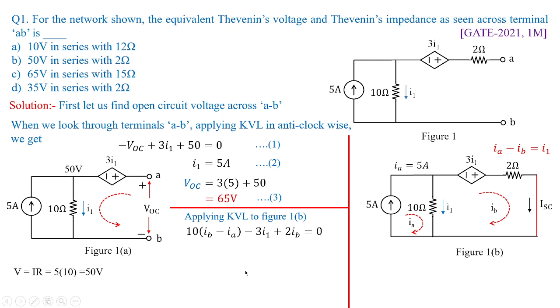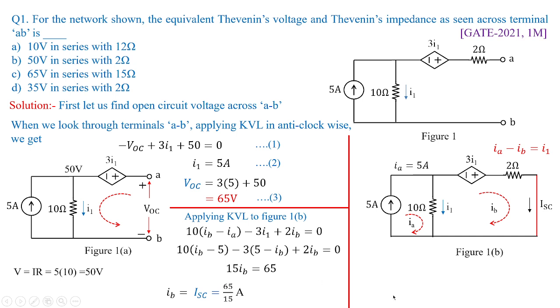So this is the source current, 5 amperes, and the loop current. Both are assumed in the same direction. That's why IA is equal to 5 amperes. Substituting the value in this equation, I'm going to get the value of IB, which is nothing but the short circuit current, 65 by 15 amperes.